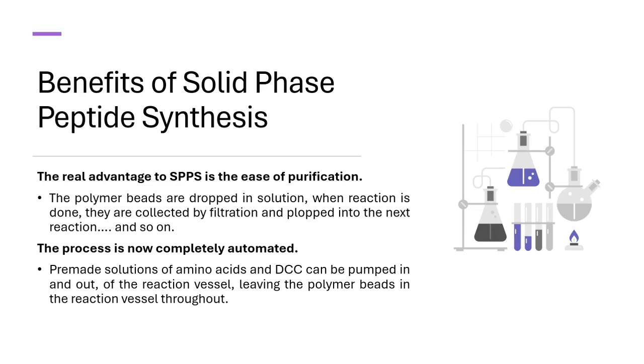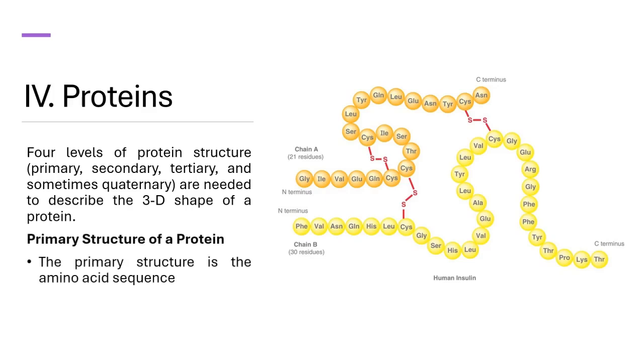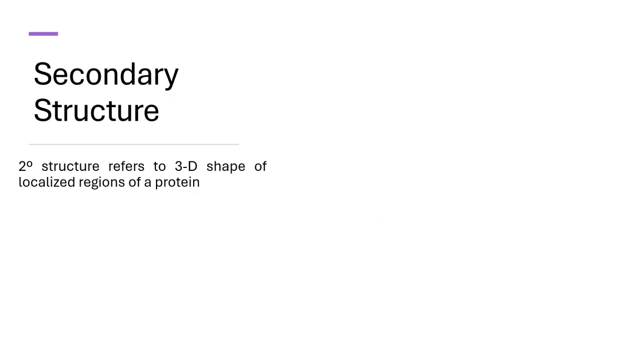4. Proteins. 4 levels of protein structure, primary, secondary, tertiary, and sometimes quaternary, are needed to describe the 3D shape of a protein. Primary structure. The primary structure is just the amino acid sequence. Secondary structure. The secondary structure refers to the 3D shape of localized regions of a protein. These are largely dictated by hydrogen bonding interactions along the peptide backbone. There are 2 common arrangements, the alpha helix and the beta pleated sheet.